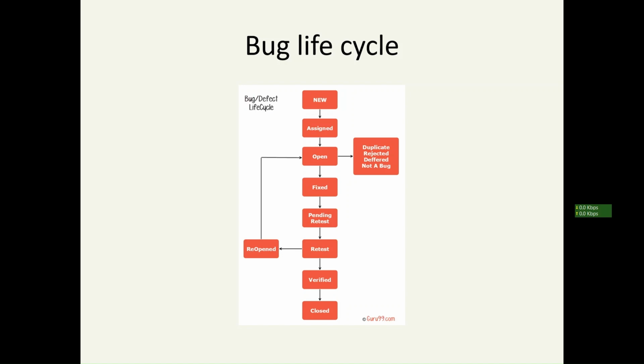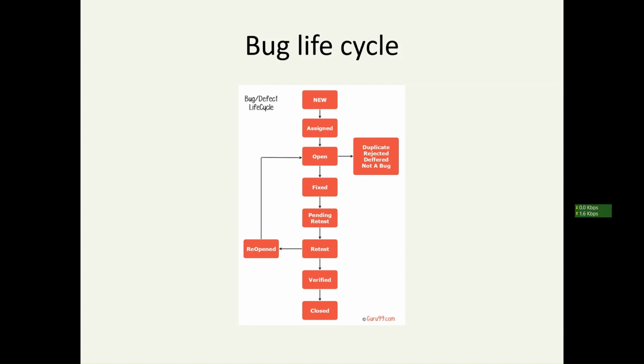And not a bug is telling invalid bug. Okay, once he tells it's a valid bug, he is going to fix that bug. That is called as a fixed status. After it's fixed, it goes to pending retest. It's waiting for retest. Tester comes into the picture, takes that, opens the bug, and is going to retest. He is going to check whether the bug has been fixed or not. Once it's retested, it is verified and it's closed. The bug is closed by the tester.